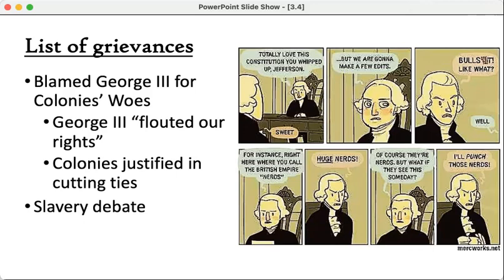This is such a shift, right? This shift in identity. Rights are not assigned by kings, but assigned by God, right? That by nature, every human is born with these natural rights. Not all men are created equal, right? They blame George III, they blame the government for flouting our rights.